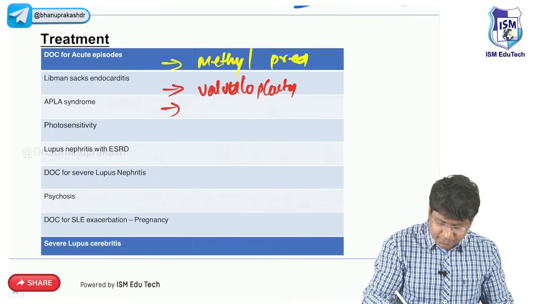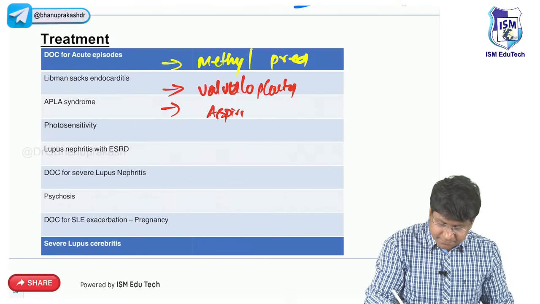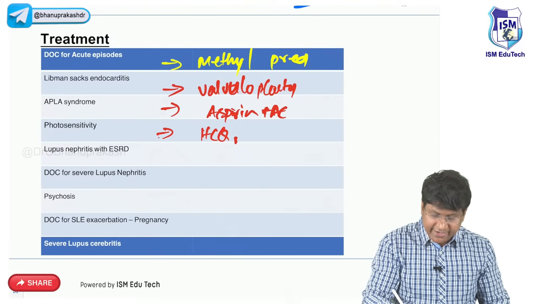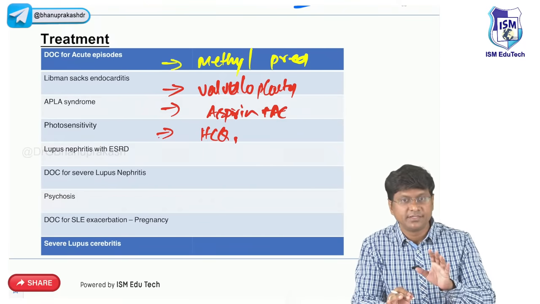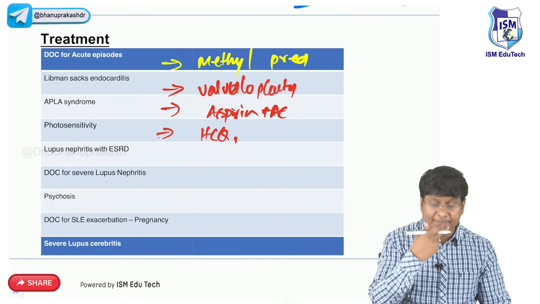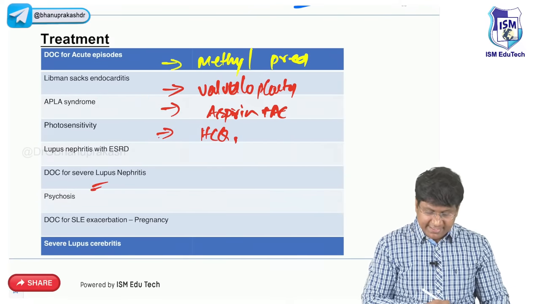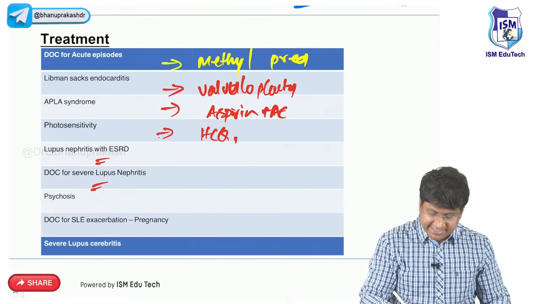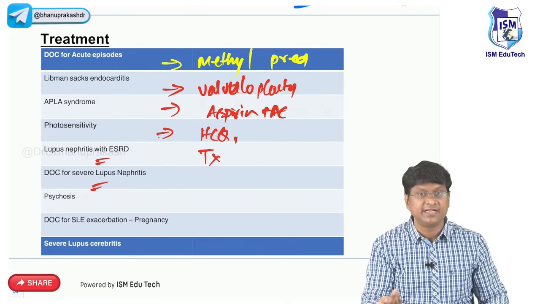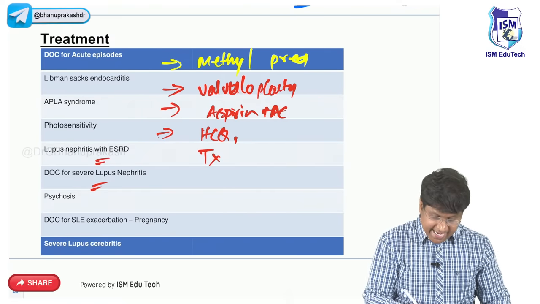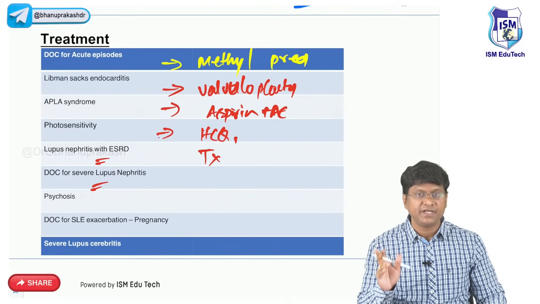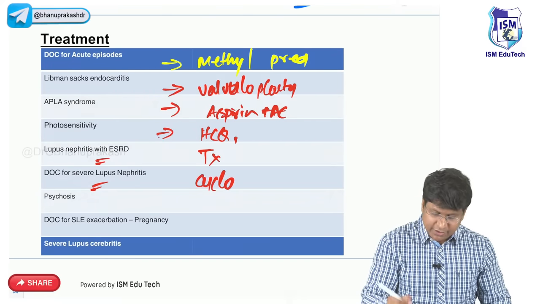APLA syndrome, you need to give aspirin plus an anticoagulant like heparin. Photosensitivity, as I said, hydroxychloroquine is one important drug, and then there is application of sunscreen lotions. Lupus nephritis with end-stage renal disease, these patients require renal transplantation. And the drug of choice for severe lupus nephritis, we give cyclophosphamide.